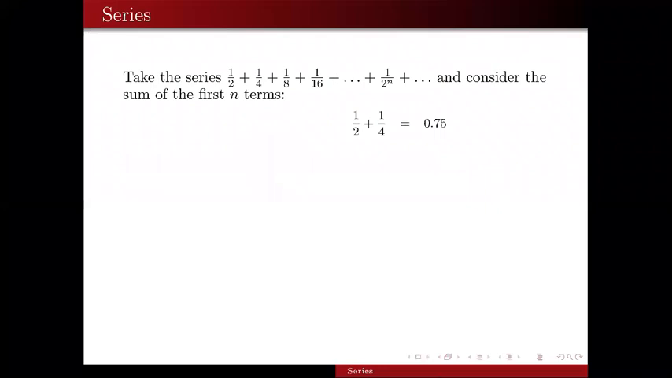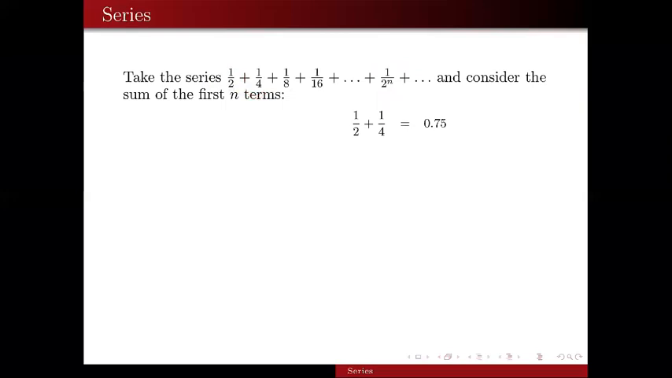How about this? Let us take the series 1/2 plus 1/4 plus 1/8 plus 1/16 plus and so on, plus the general term, which can be written as 1 over 2 to the n. And then, of course, the next term, 1 over 2 to the n plus 1. So you see, this is just 1/2. 1/4 is just 1/2 squared. 1/8 is just 1/2 cubed. 1/16 is your 1/2 to the 4th power, etc. So the general term is 1 over 2 to the n.